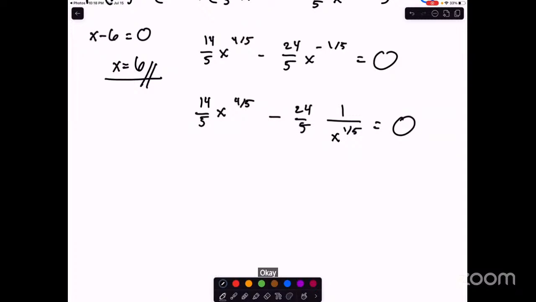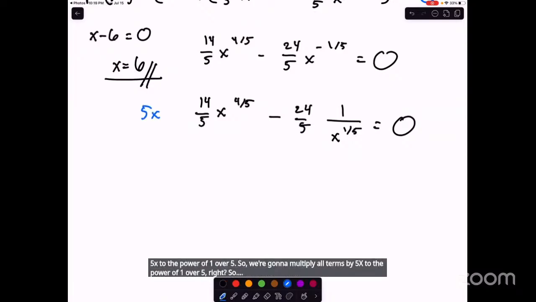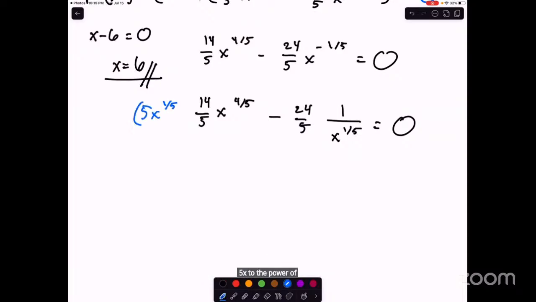So if we multiply both sides by, what, 5x to the power of 1 over 5. So we're going to multiply all terms by 5x to the power of 1 over 5, right? So 5x to the power of 1 over 5 times that guy, and this guy over here as well.